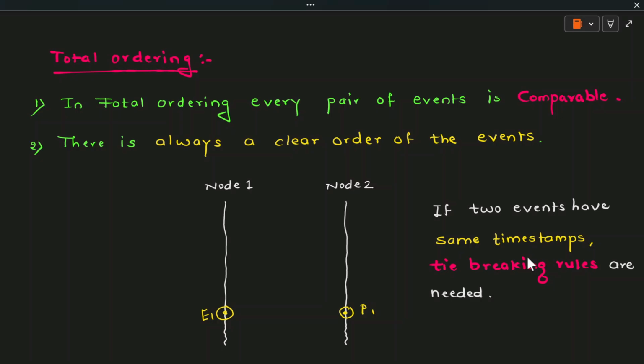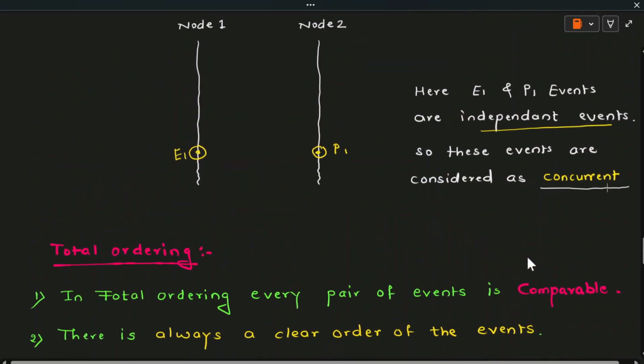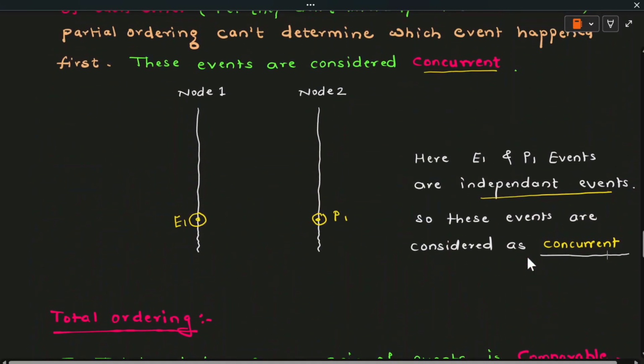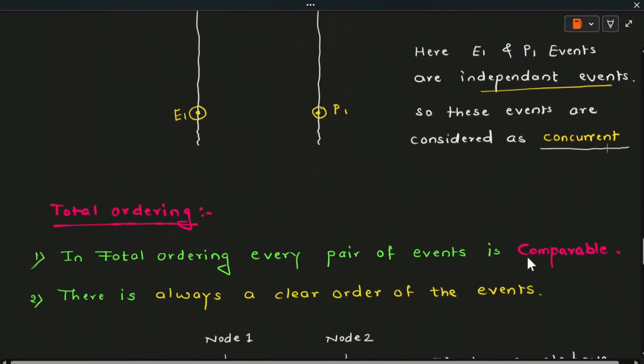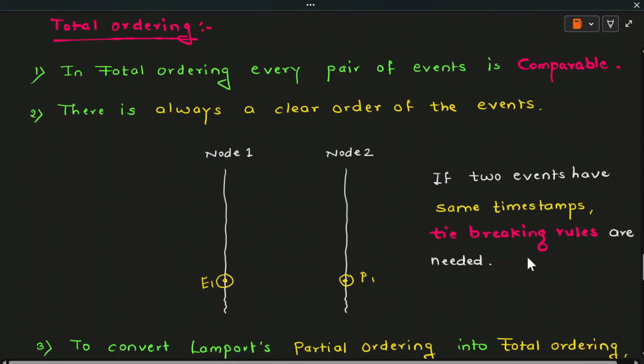So now let's move to the next topic. Let us talk about the total ordering. In total ordering, every pair of events is comparable. So whatever concurrent events were there in the partial ordering mechanism can also be ordered using the total ordering mechanism. In total ordering there is always a clear order of events.